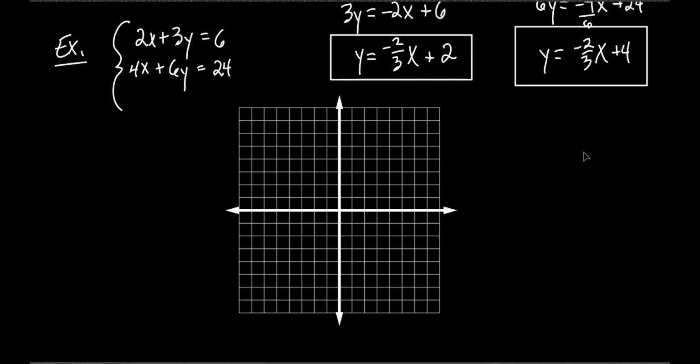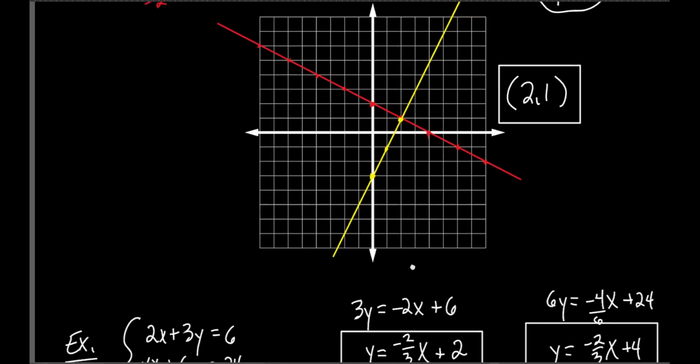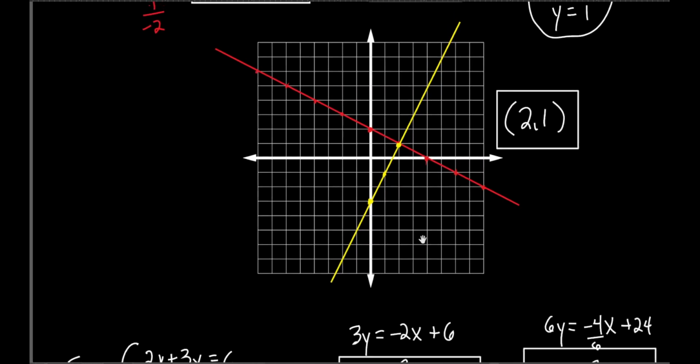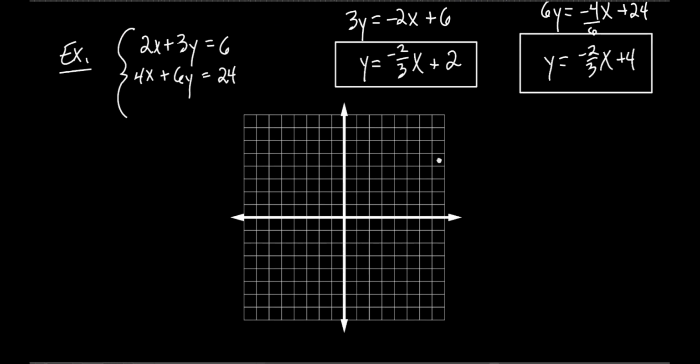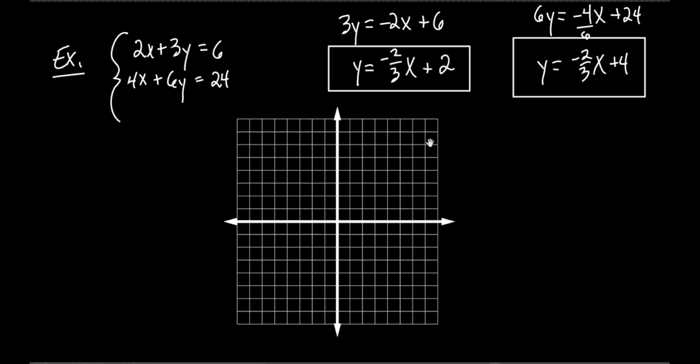So let's think. I haven't even graphed this thing, and we're thinking about the answer already. If they're parallel to each other, what points do they have in common? Where do they intersect? They don't intersect. So do they have any points in common? No. So what's my solution? There is no solution. Exactly right. That's your solution. You just write no solution.